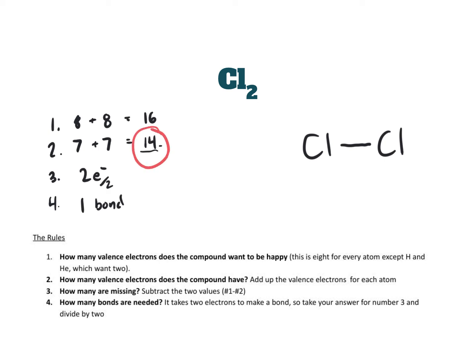Each chlorine is already sharing 2 electrons, so I'm just going to add in 3, 4, 5, 6, 7, 8. And 3, 4, 5, 6, 7, 8. Now is everybody happy? Does everybody have 8 electrons? 2, 4, 6, 8. All right, so that one is perfectly fine. 2, 4, 6, 8. He is perfectly fine.